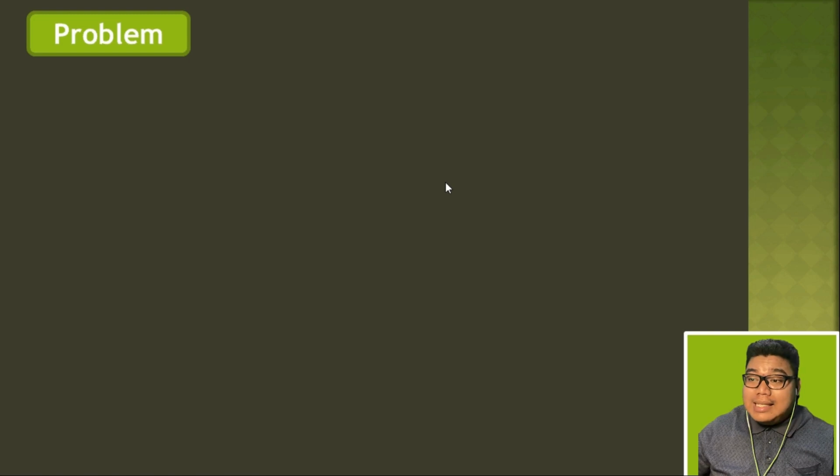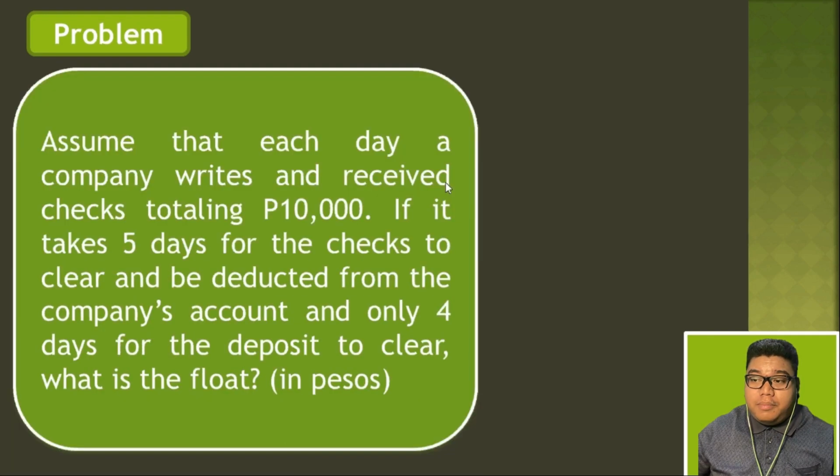So let's answer this problem. Assume that each day a company writes and receives checks totaling 10,000. If it takes 5 days for the checks to clear and be deducted from the company's account and only 4 days for deposit to clear, what is the float?